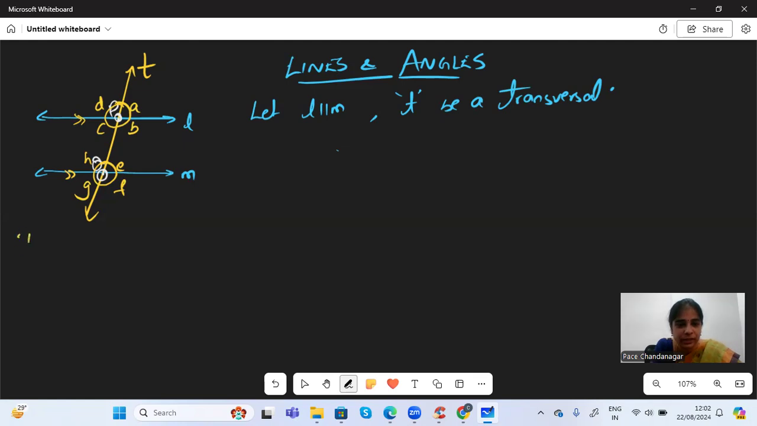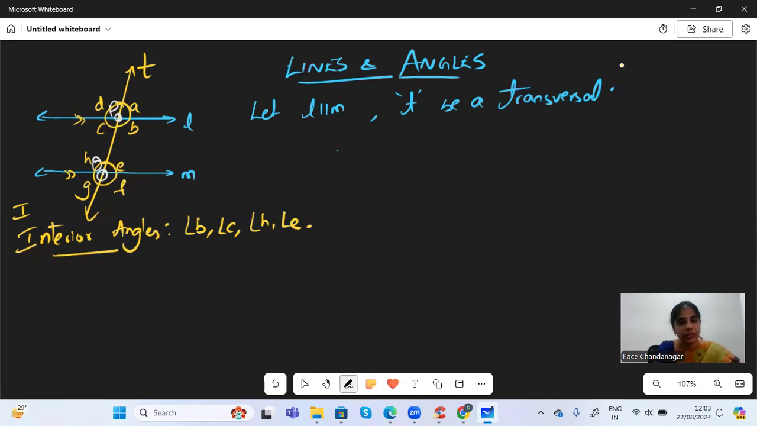Now the first set, that is interior angles, right? So what are interior angles? The first set of angles is interior angles. Now observe, treat your L and M as the two walls of your house. Which are the angles that are lying inside them? Your C, B, E, and H are the angles which are lying inside the two walls of your house, isn't it? So interior angles are angle B, angle C, angle H, and angle E. Right. Now that is the first set.